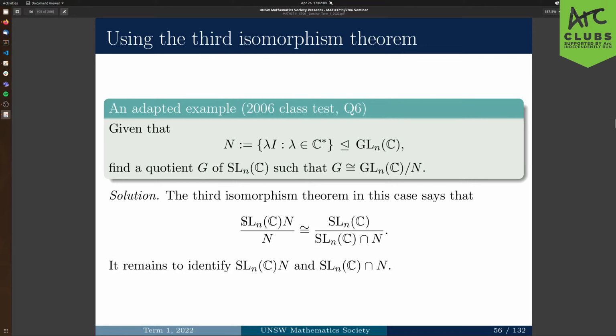So our work now is to find out what each of these is. And one way we're going is that this product here is probably not all of N. Since I'm looking for a quotient of GL over N, this product is probably what's going to end up being GL. And in fact, that's exactly what we're about to prove.